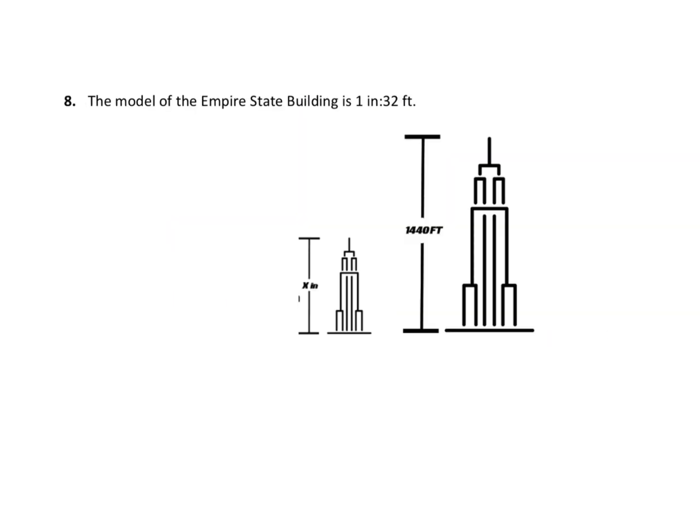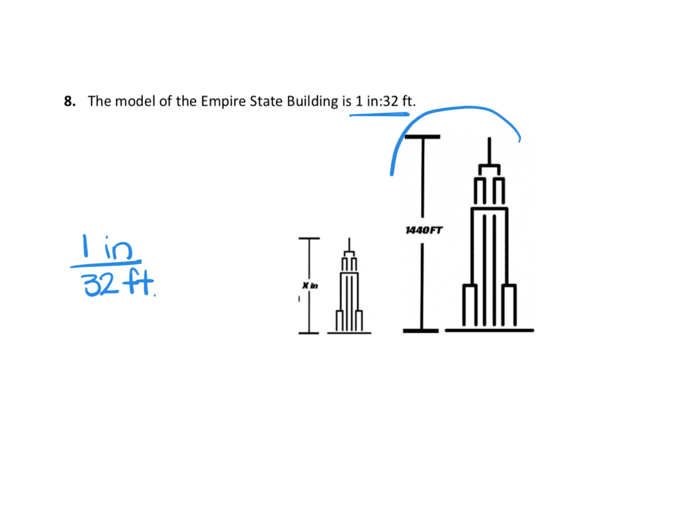All right, question number 8. It says the model of the Empire State Building is 1 inch for every 32 feet. All right, so let's go ahead. Let's start with our scale first. We have 1 inch on the drawing for every 32 feet in actual size. All right.